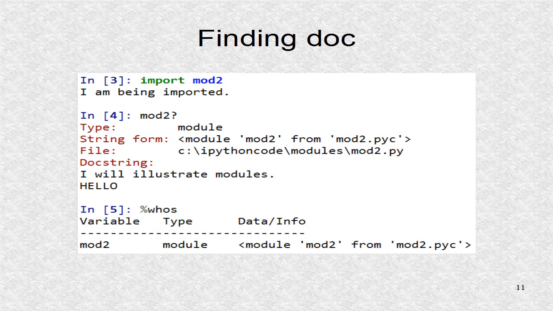11. This is using the previous module and getting the doc with a question mark. We can also write help and the module name in parentheses. Using the magic function %whos, we find the module has been imported into the namespace.